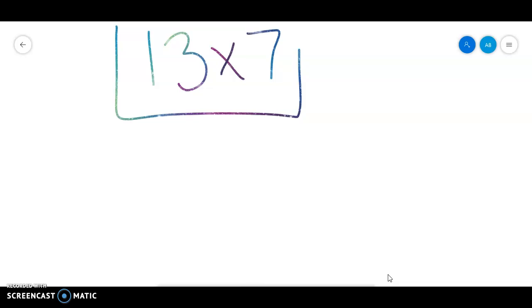So again, I'm going to write the problem on the board and give you some time to solve it. 13 times 7. Now this time, try to use the strategy that we just saw, the one that I just showed you. I'll give you a few minutes and then we'll come back together as a class. Okay, now that everyone has had some time to solve our problem, can someone please tell me what answer you got? Austin, what did you get?